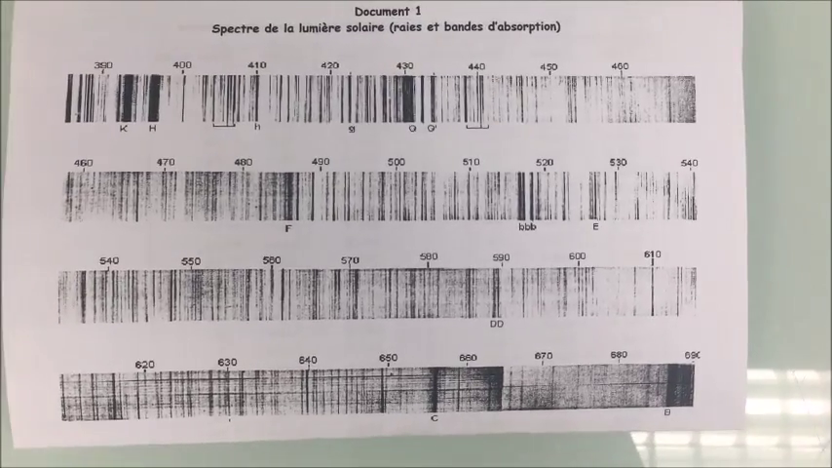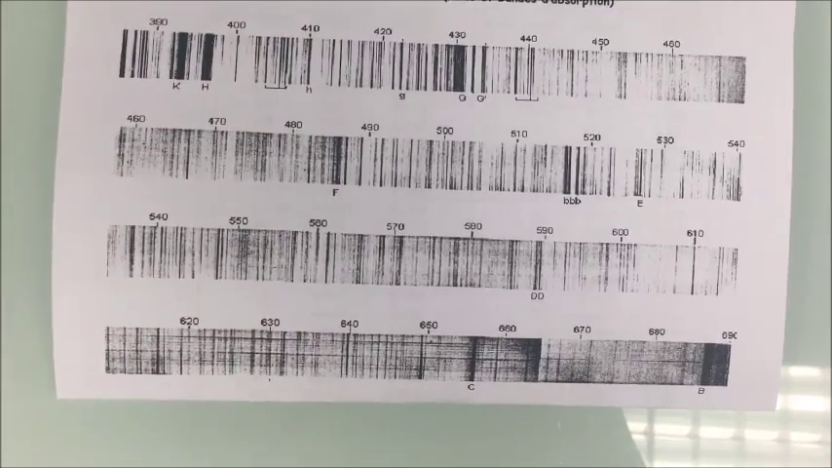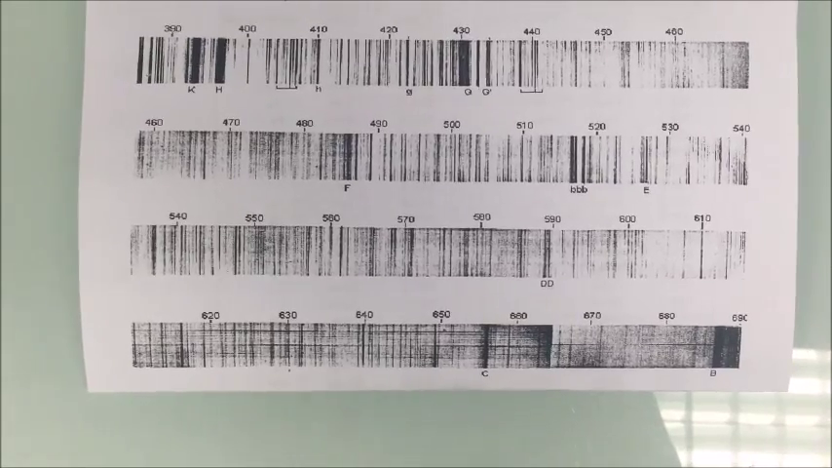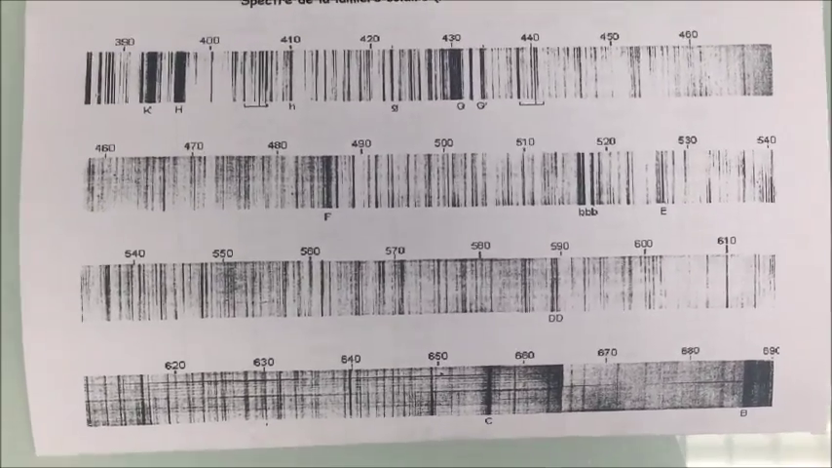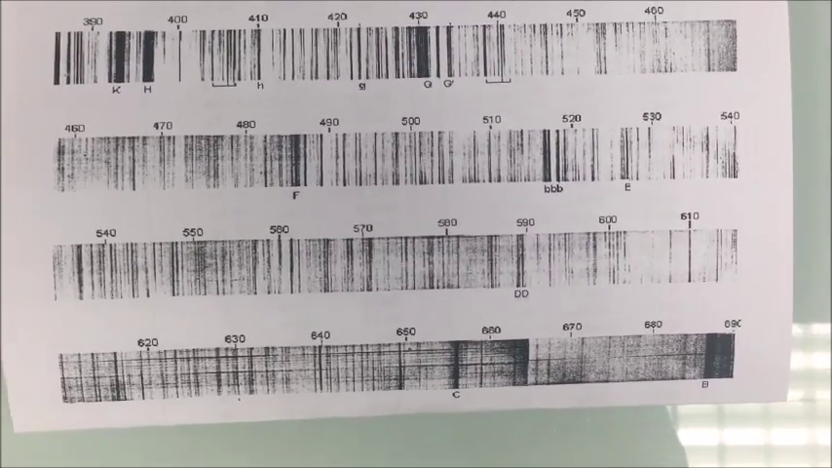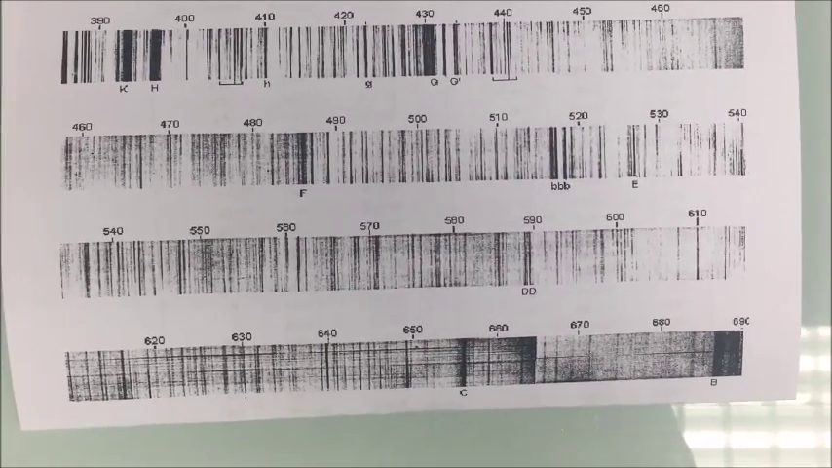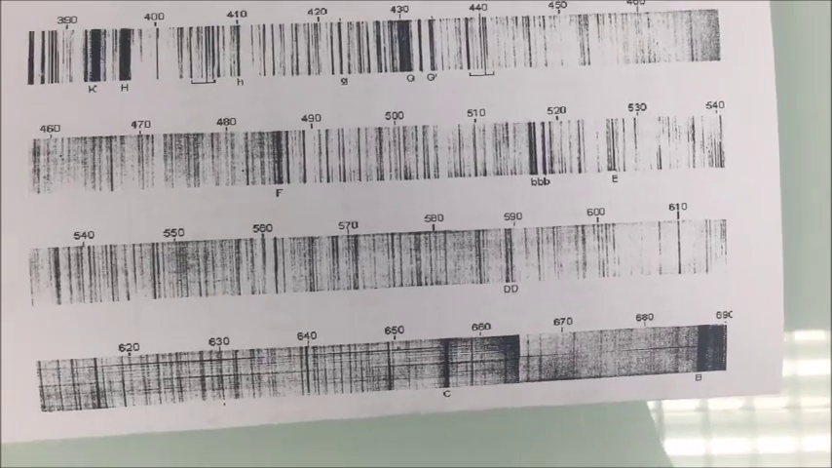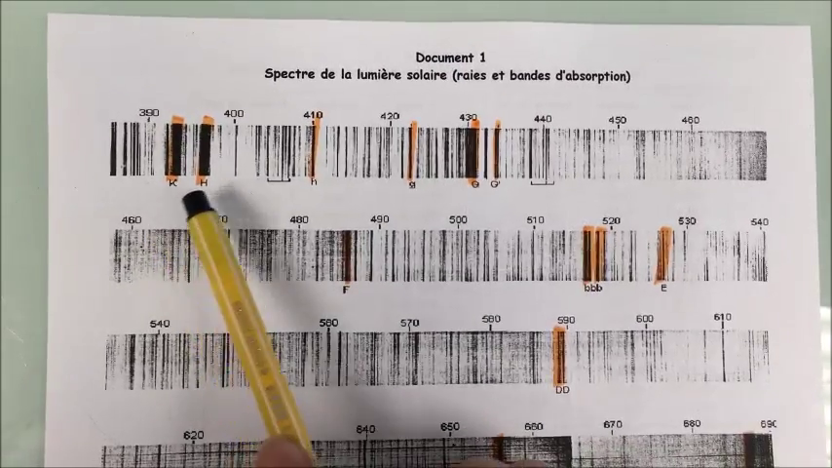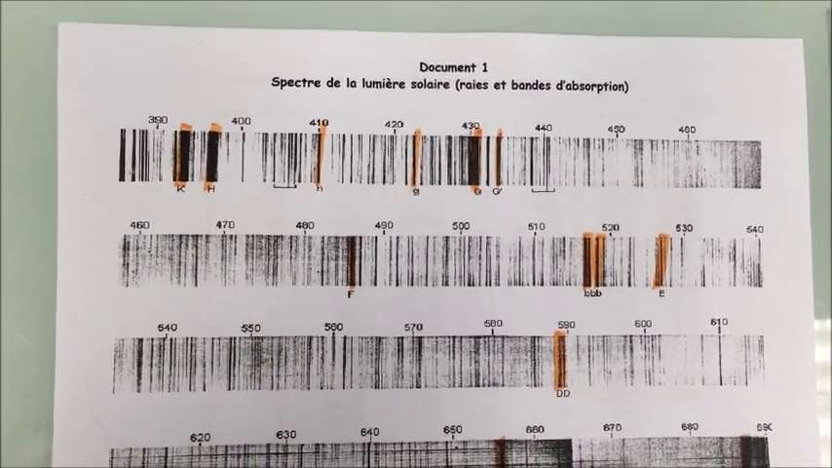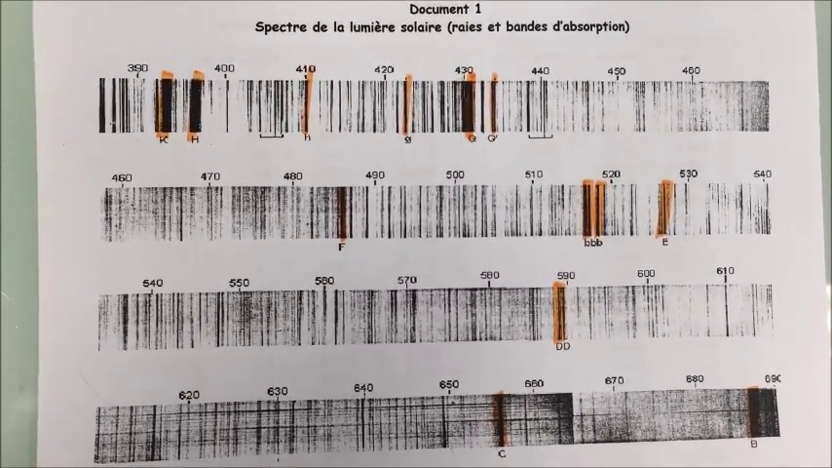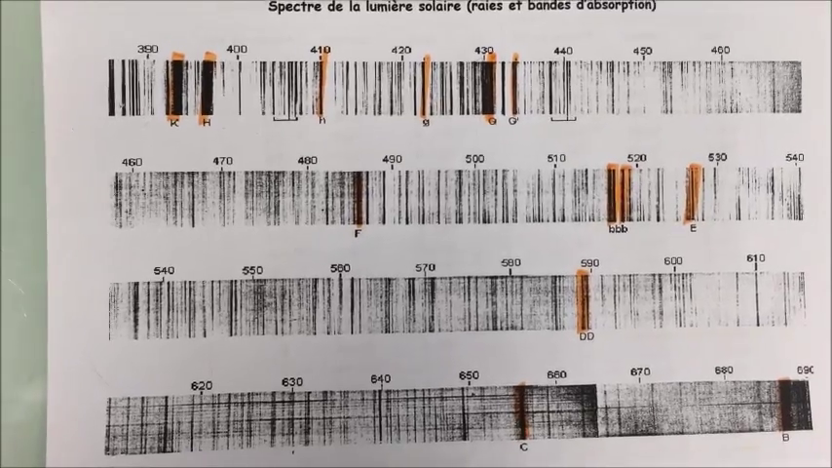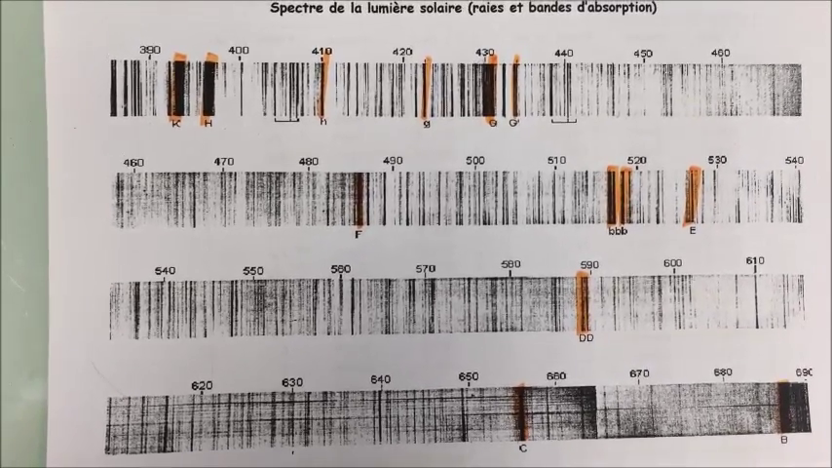Good morning, everyone. Today's experiment will enable us to determine the chemical components of the sun's photosphere. First, we need to analyze the emission spectrum of the sun and point out the absorption rays. The black rays correspond to the absorption of chemical components. So now I've selected all the rays and determine which component each one is, thanks to the wavelength.